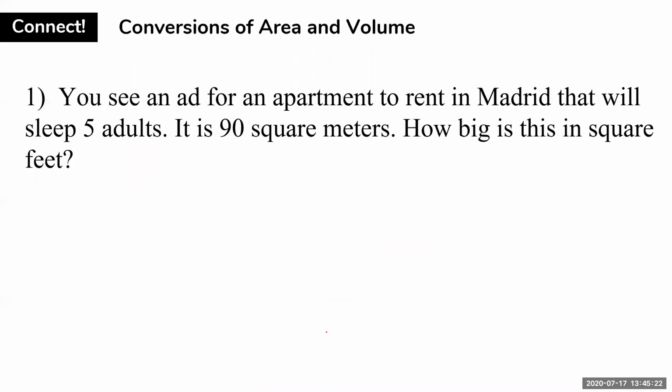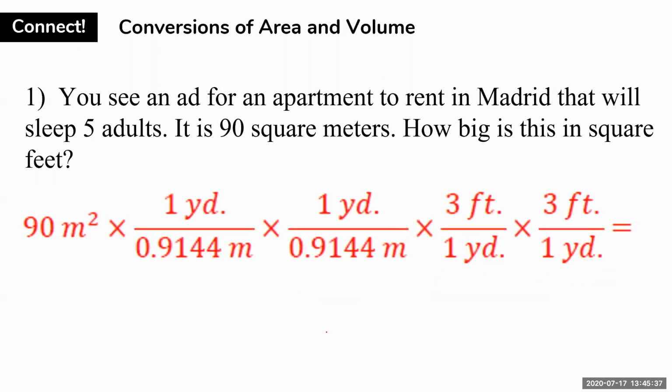Nice. So here, you see an ad for an apartment to rent in Madrid that will sleep 5 adults. It is 90 square meters. How big is this in square feet? Because there's no direct relationship between meters and feet, you have to go by the third table. If you're looking at the third table, you have 1 yard being equal to 0.9144. So this is what you have to change.